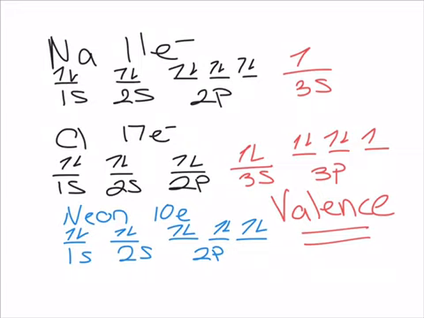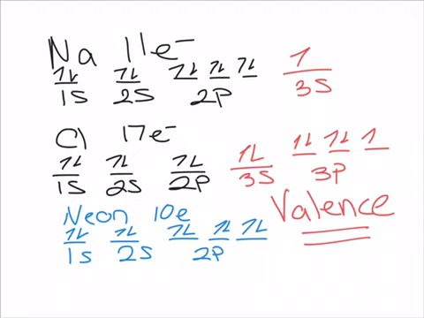Valence electrons are those electrons in an atom that are in the outermost energy level, and we're focusing on the outermost s and p orbital shells. When we look at sodium, sodium has 1 electron in the 3s, and chlorine has 1, 2, 3, 4, 5, 6, 7 valence electrons. The 3s is full, and there are 5 out of the potential 6 electrons in the 3p.